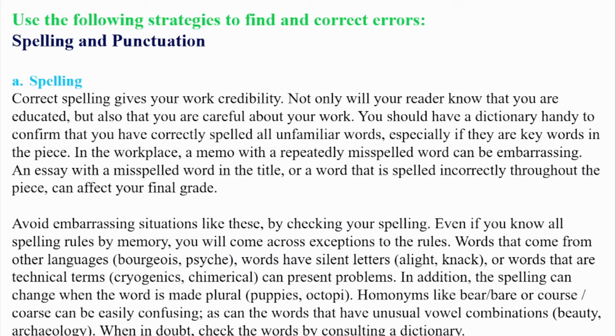Homonyms like beer, bear, or course and coarse can be easily confusing, as can the words that have unusual vowel combinations such as beauty, archaeology, etc. So when in doubt, check the words by consulting a dictionary.